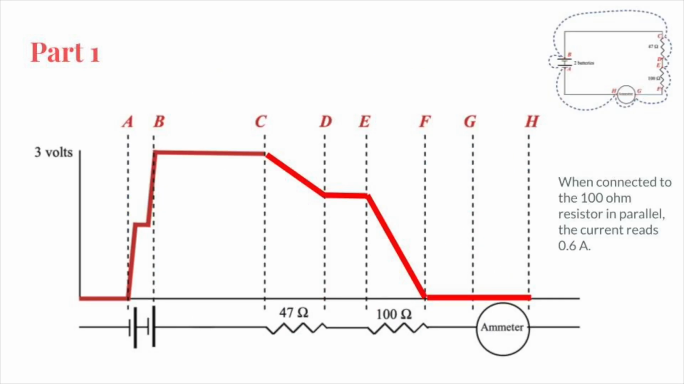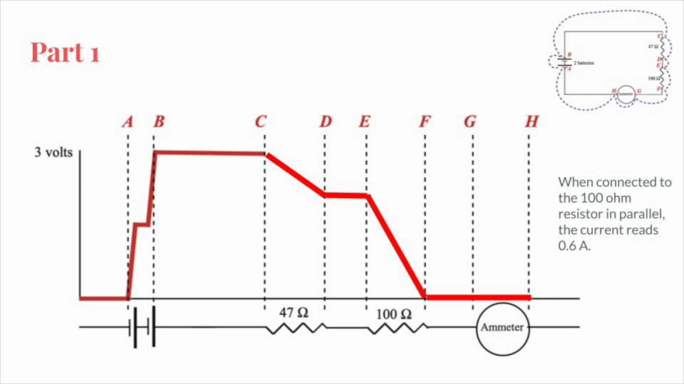This graph shows the change in voltage over different parts of the circuit. It's built up over the set of 2 batteries, which add 1.5 volts each, and then it stays constant throughout the wire, as it's assumed that the resistance of the wire is 0. It then drops partially because of the 47 ohm resistor, and then drops all the way down to 0, the rest of the voltage, because of the 100 ohm resistor.